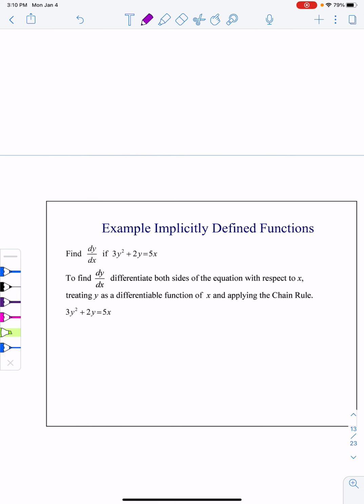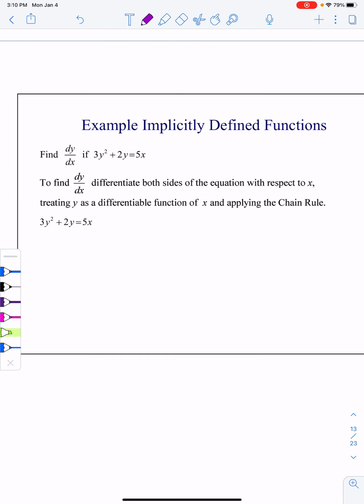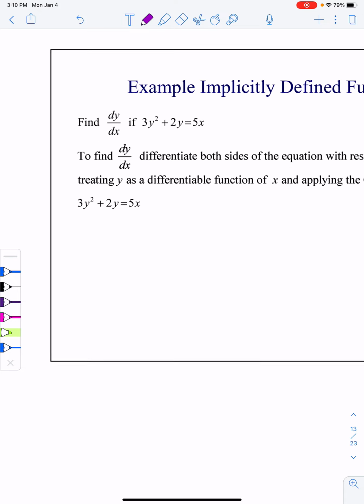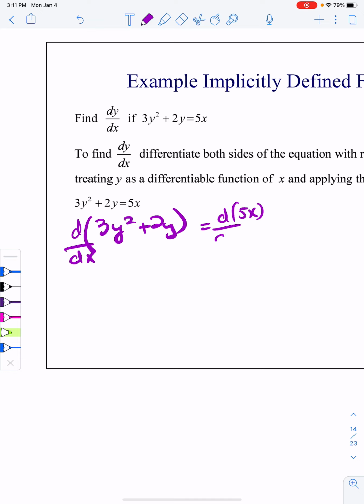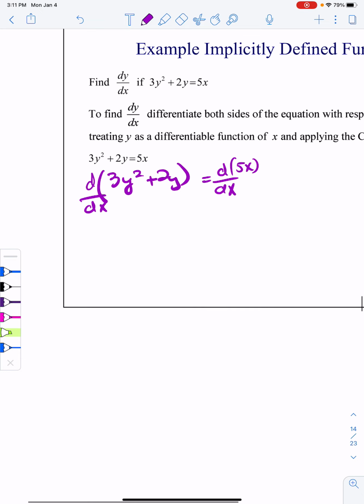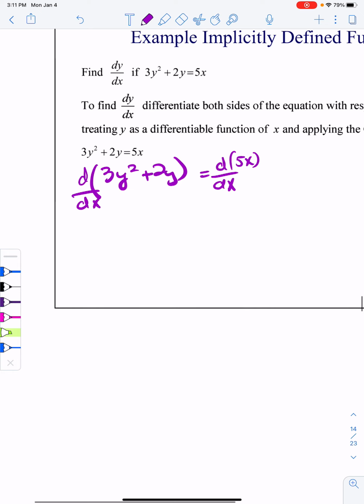And so we're going to do that same thing again. Here's an example of implicitly defined functions, and you're going to have to apply that dy dx chain rule again. So like I said, we're going to take d dx of the function 3y squared plus 2y is equal to the derivative of 5x. And so we're going to apply that to all of those things. We're going to take the derivative of 3y squared with respect to x.